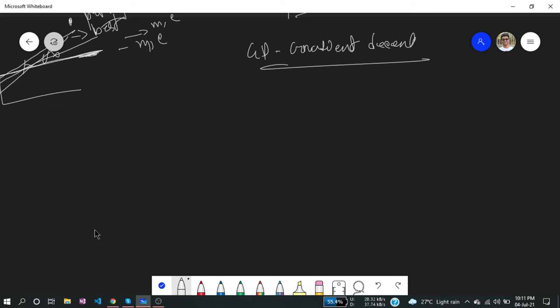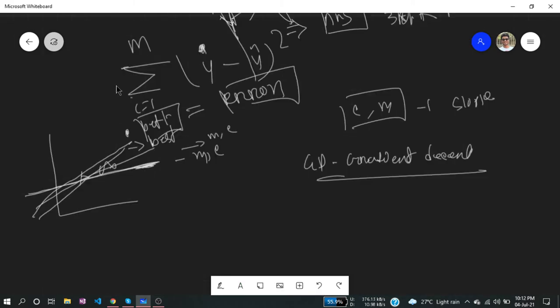We use gradient descent to reach the global minima, to reduce the cost function, to reduce the error. Gradient descent is an optimization algorithm. It tries to reduce the error of any cost function. So this was my cost function, our error function.